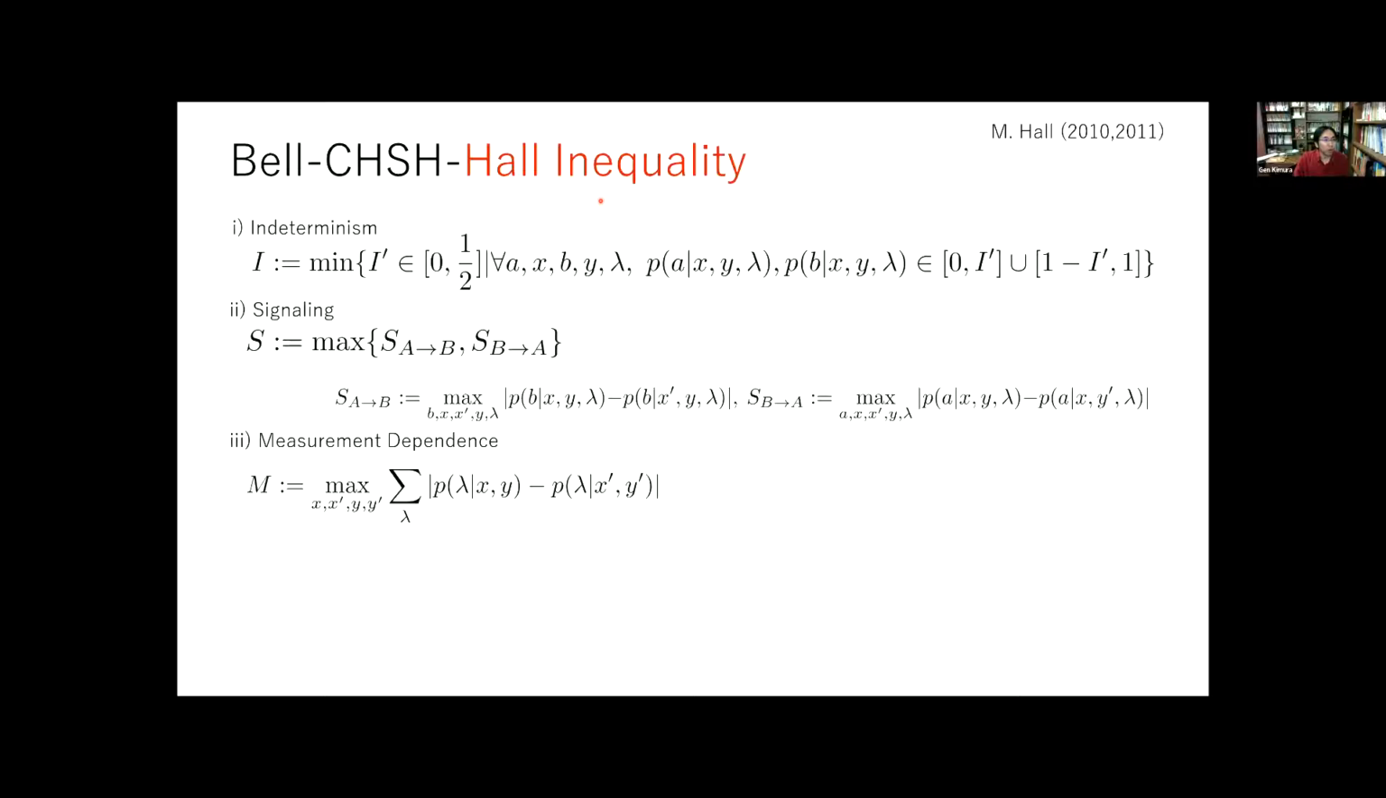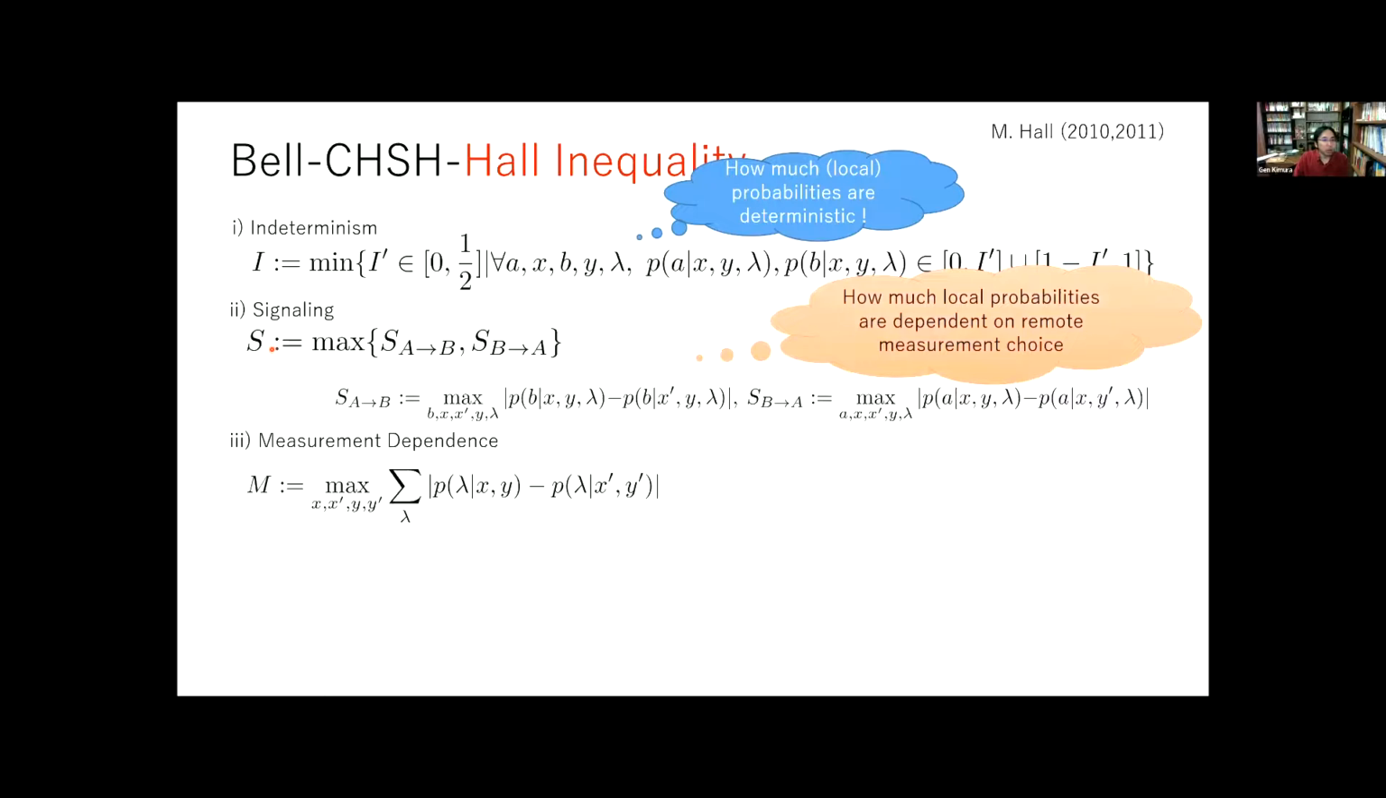So he first introduced three measures: for indeterminism, signaling, and measurement dependence. I will not go into the details, but indeterminism is the degree to which local probabilities are close to deterministic. And signaling measures how much local probabilities depend on the remote measurement choices. For instance, the signaling from Alice to Bob is measured by the maximum deviation of the local probability of Bob when changing the measurement context of Alice. And measurement dependence is a measure of how much measurement choices depend on hidden variables.